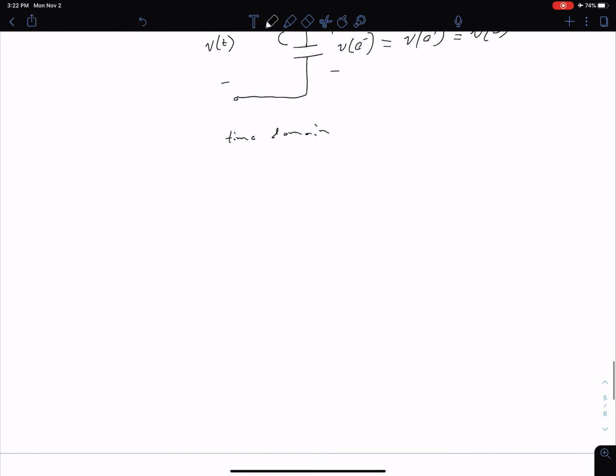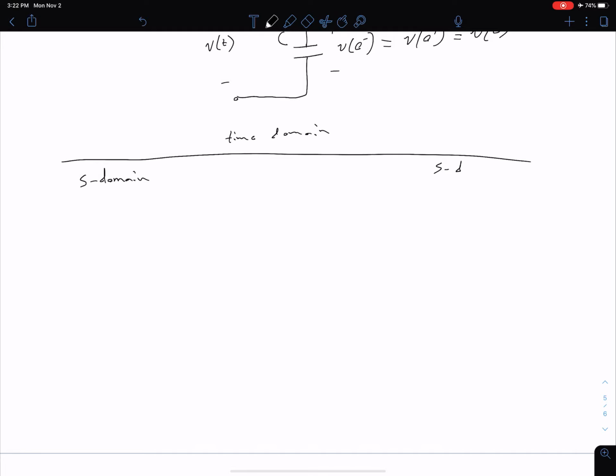So what we want to look at now are the two different S-domain representations we can have. We can have an S-domain representation with the voltage source and an S-domain representation with the current source. So let's look at each of those. First, let's look at our representation with the voltage source.